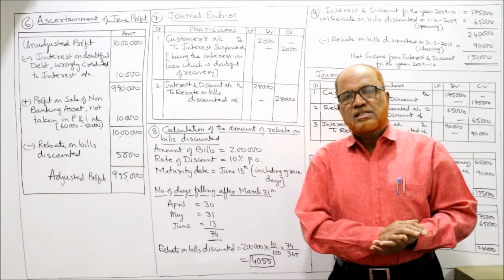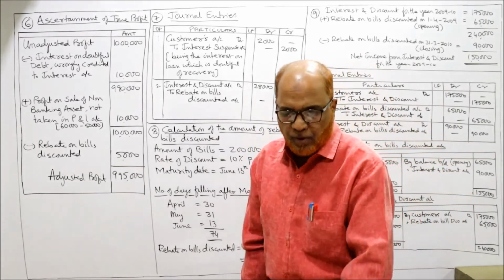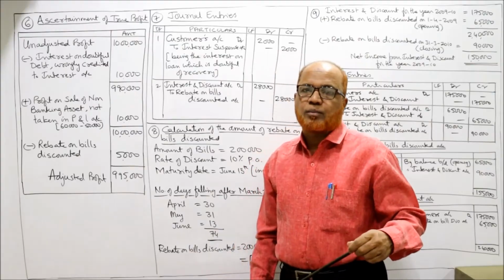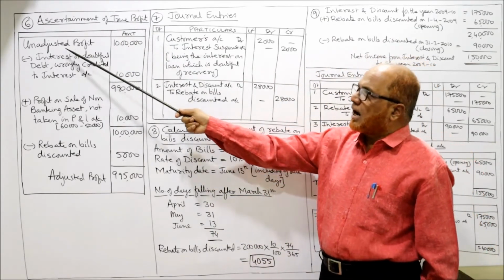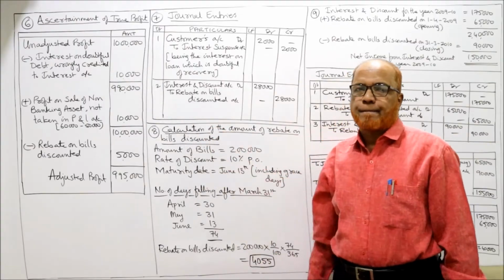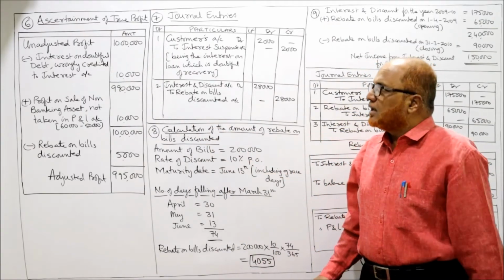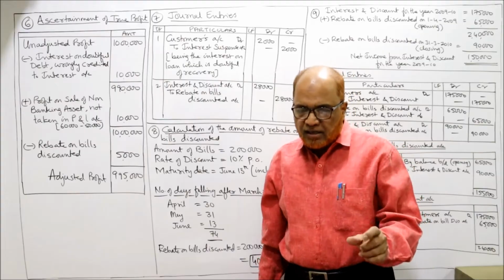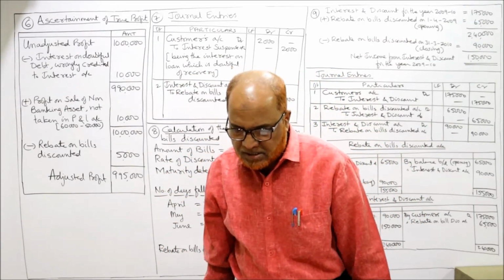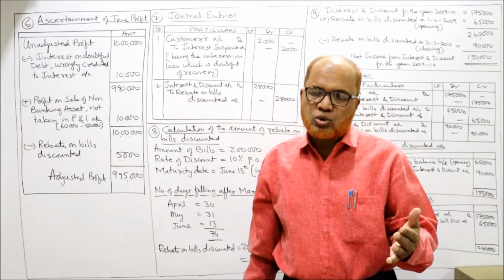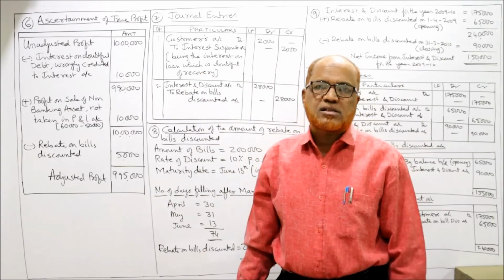Before making these 3 adjustments, the profit given was 10 lakh rupees. So here you can see ascertainment of true profit. Unadjusted profit was 10 lakh. Now one by one we'll discuss. The first point was interest on doubtful debt. Interest on doubtful debt rupees 10,000 was debited to loan account and credited to interest account.